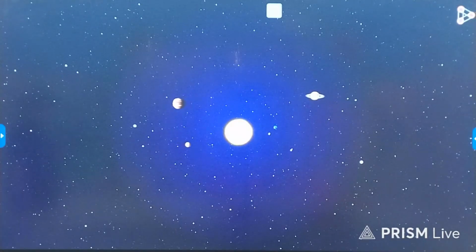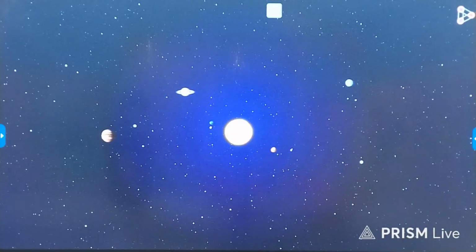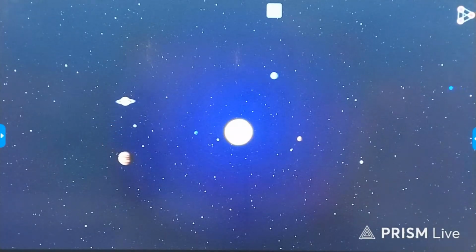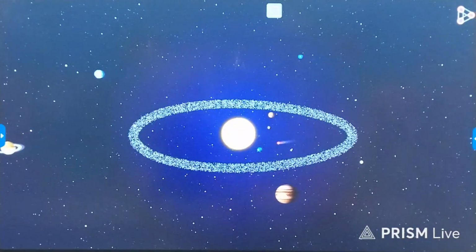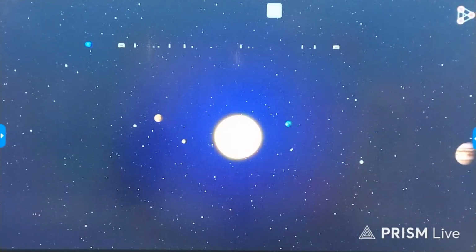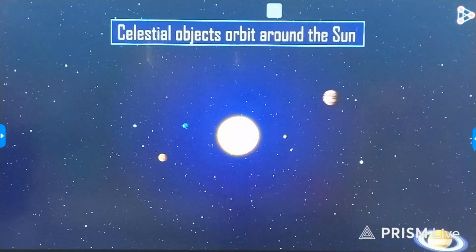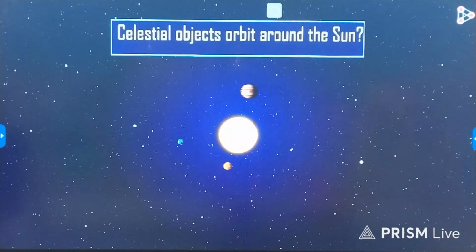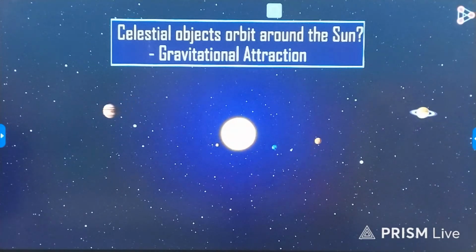So, what are these things that work together? I think we mentioned in our past video about the space being occupied by celestial objects like planets, meteors, meteorites, asteroids, and stars like the sun itself. These celestial objects orbit around the sun. Why do you think that is the case? This is due to the gravitational attraction between the sun and the objects.